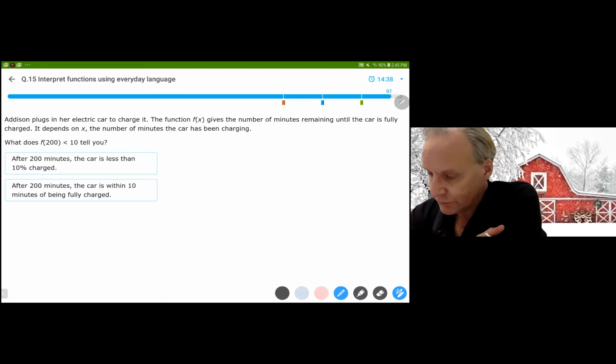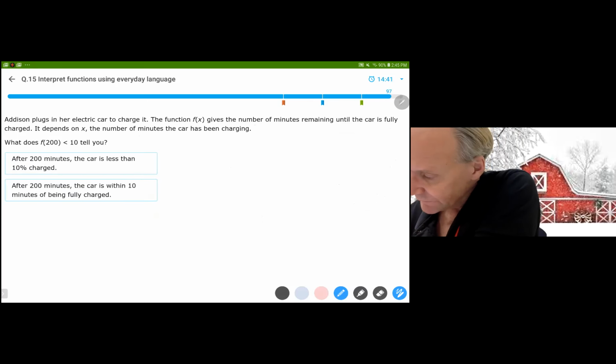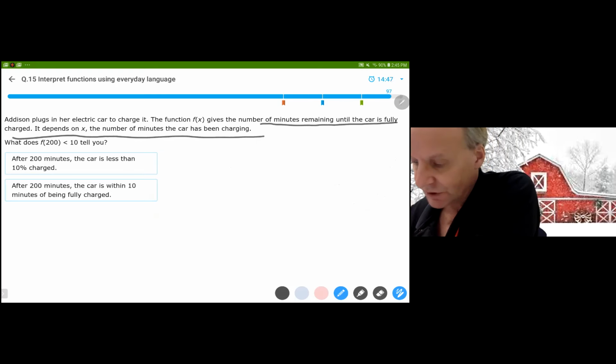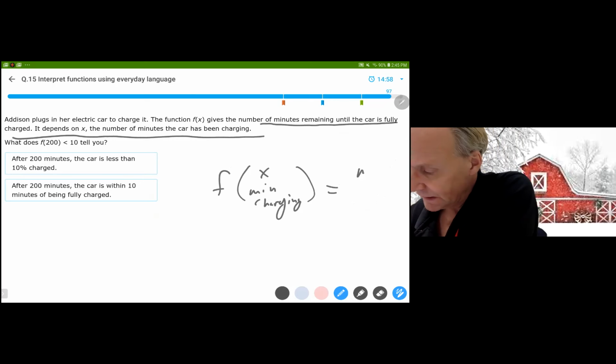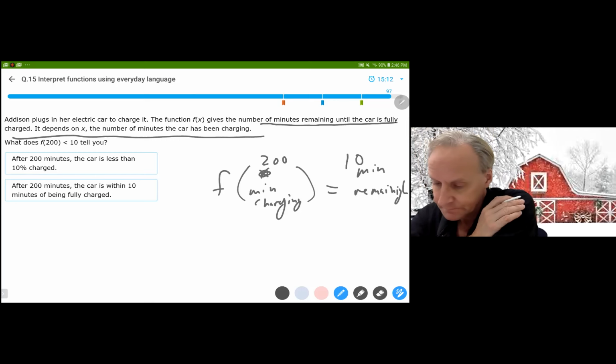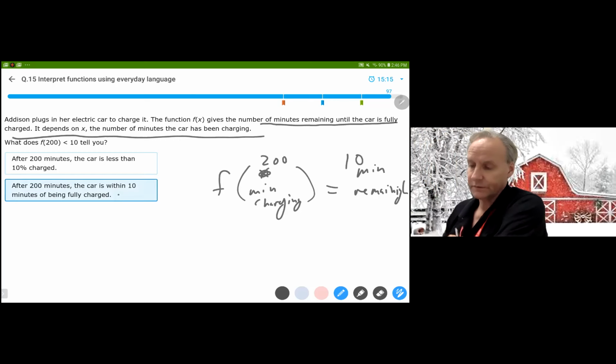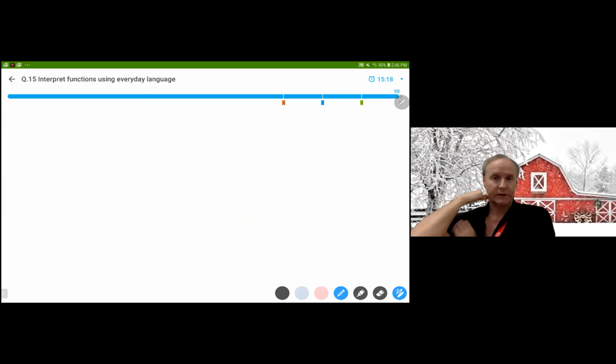And looks like we might have just one more, maybe two. The function F of x gives the number of minutes remaining until the car is fully charged. X is the number of minutes it's been charging. So x is minutes charging, and F of x is minutes remaining. If it's been charging for 200 minutes, it has less than 10 minutes remaining. That's the one. And it looks like we might have one more.